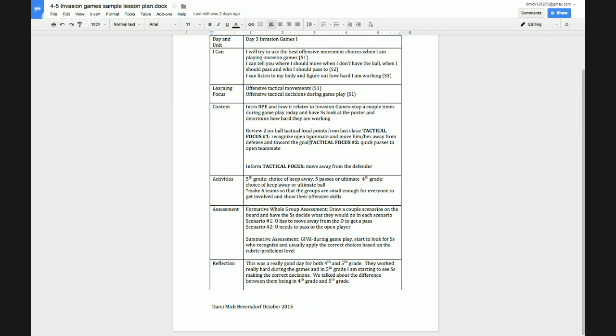We reviewed the 2 on-ball tactical focal points from the last class. Recognizing an open teammate, moving him or her away from the defense towards a goal, and making quick passes to that open teammate. And then I'm going to inform the tactical focus, move away from the defender. So this is an off-ball tactic that we're going to inform this day.